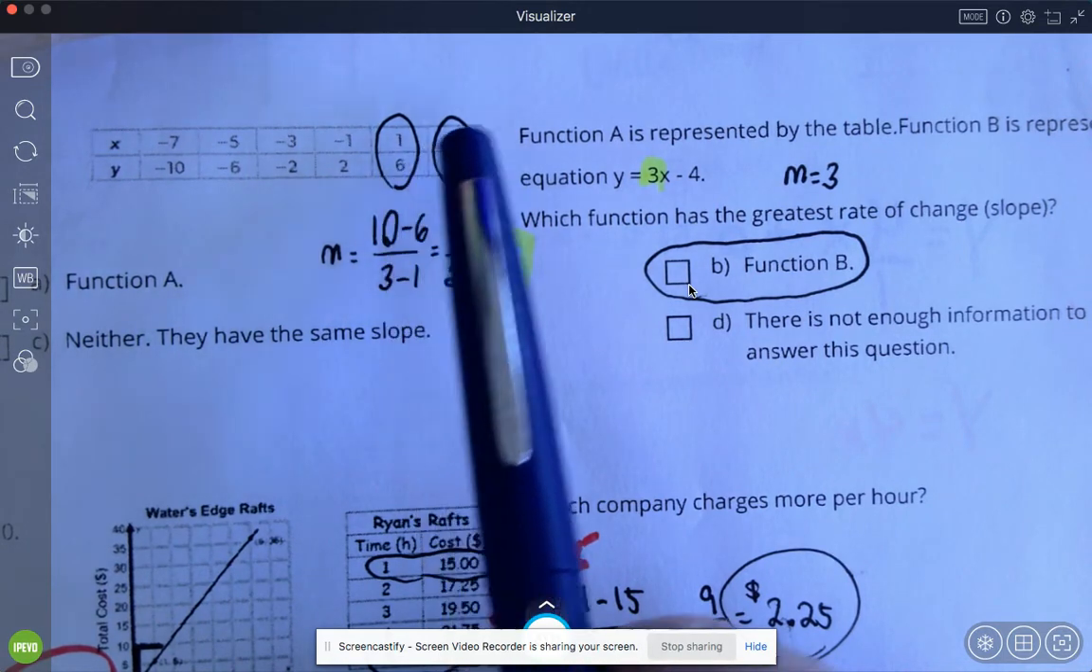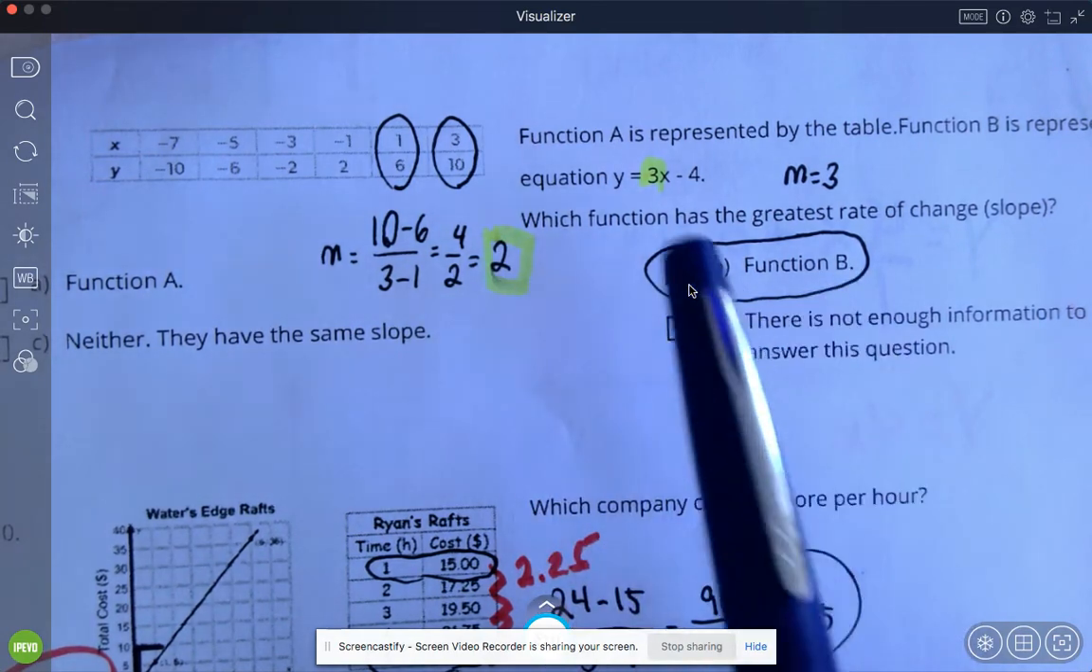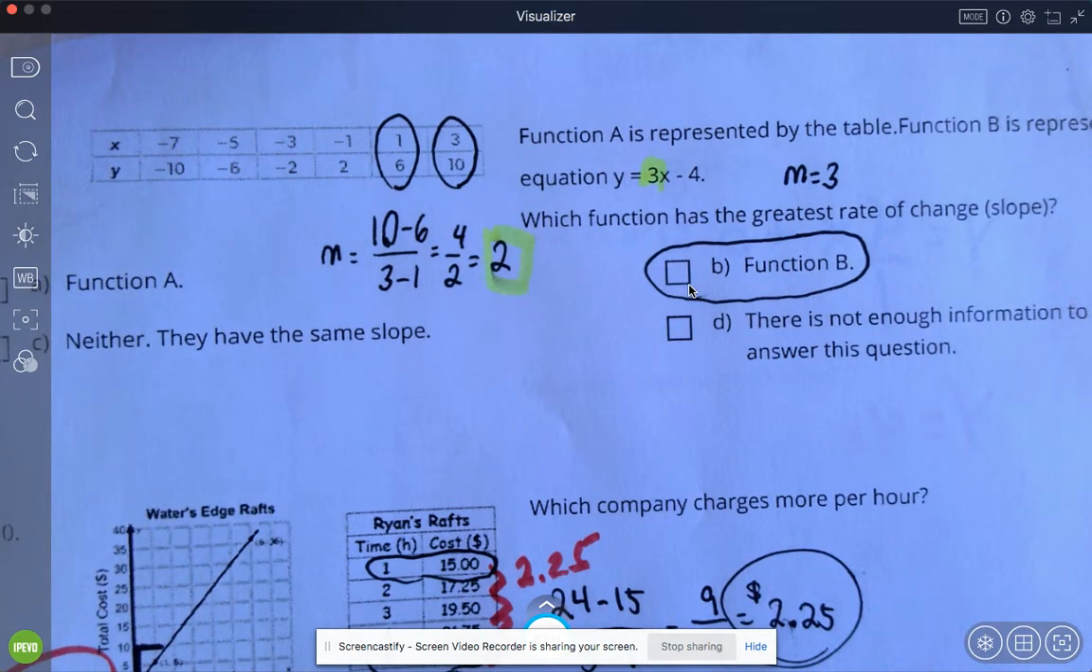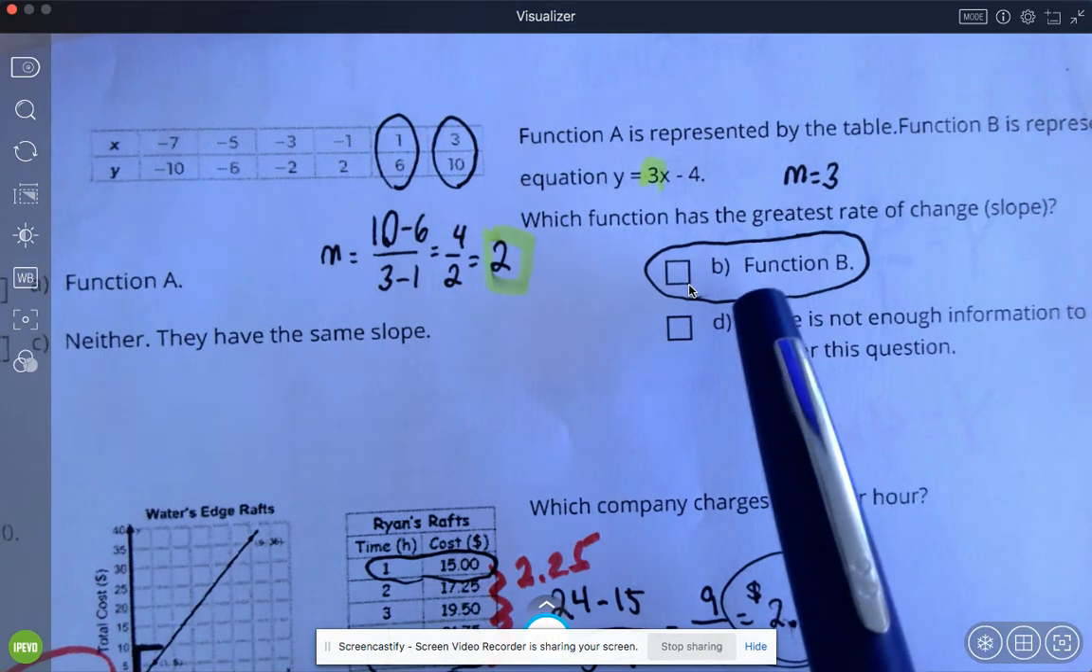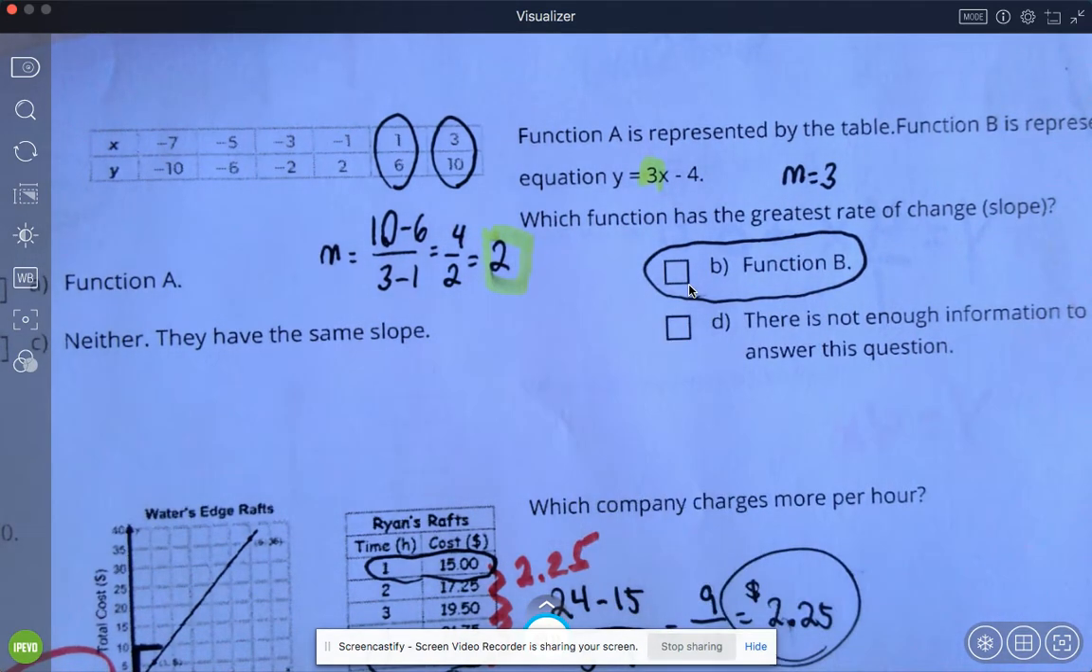y2 minus y1 over x2 minus x1. 4 divided by 2 is 2. So which slope is greater? That would be this one. So the correct answer is function B. 3 is bigger than 2.